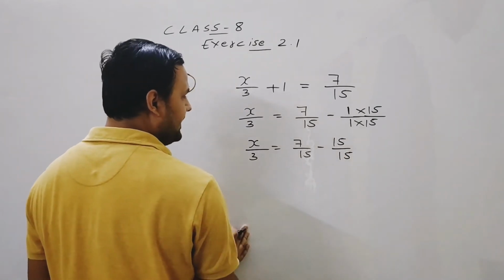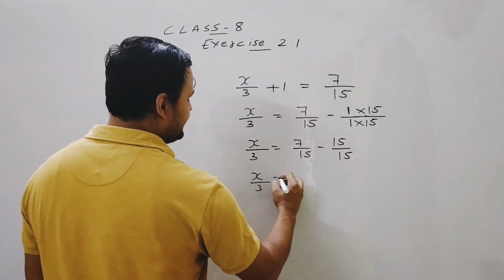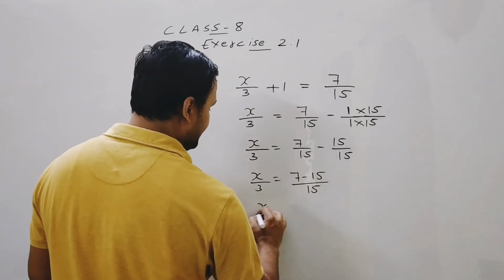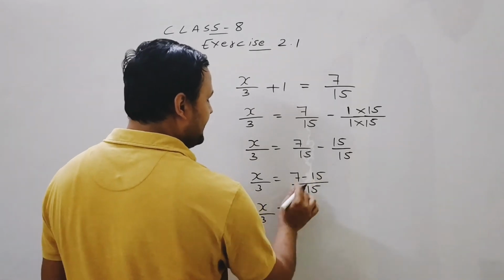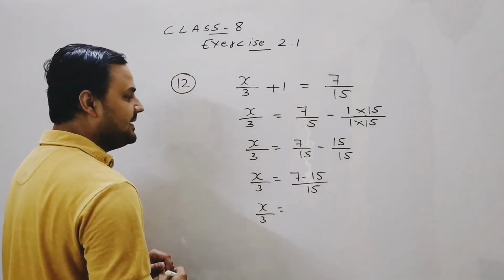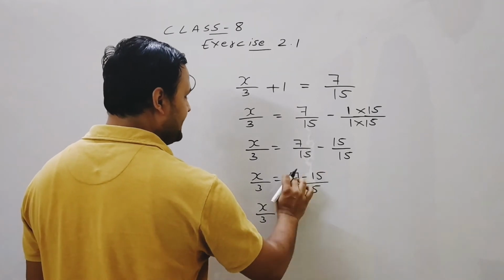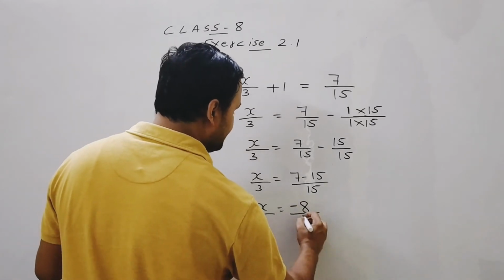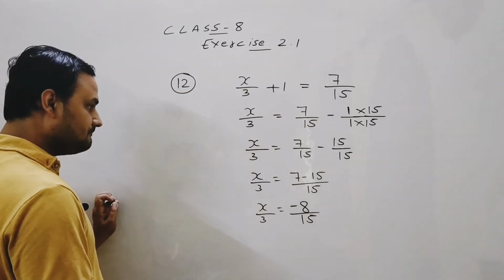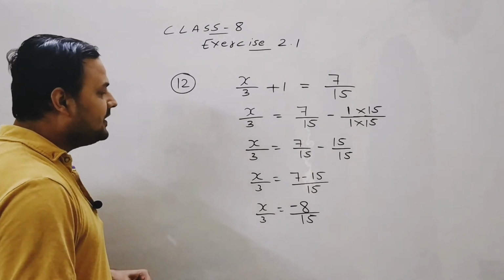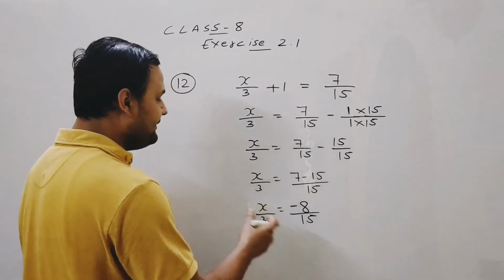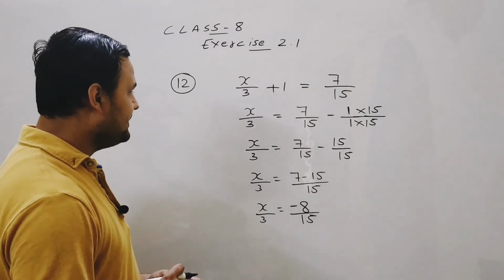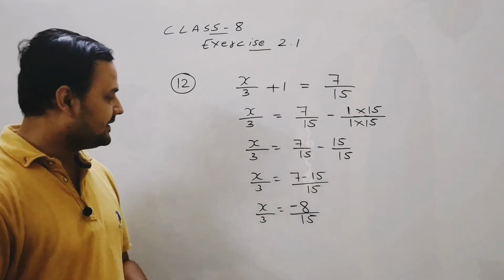Now I got like terms. So x by 3 equals 7 minus 15 by 15. So I got x by 3 equals, again one is plus, one is minus. Then big minus small: 15 minus 7, 8. And the greater number having the minus symbol, so minus 8. So minus 8 by 15. So I got x by 3 equals minus 8 by 15. You can just copy it, because I am going to erase it. We have to continue some more steps. So you just copy it.